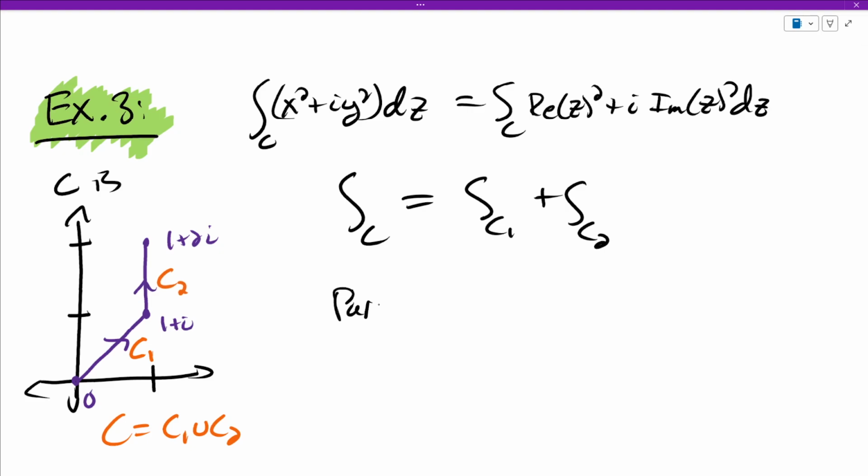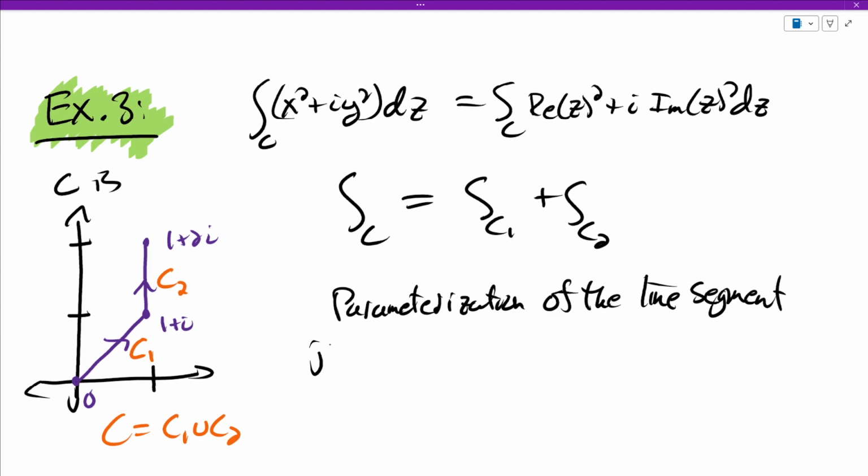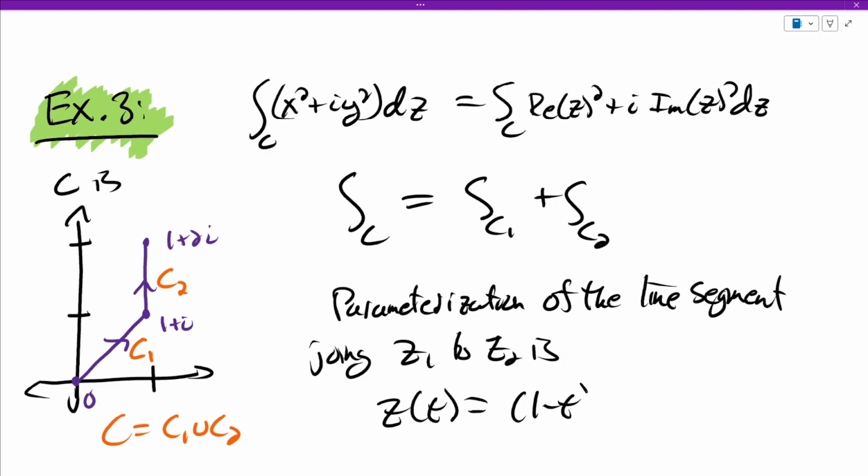So the parameterization of the line segment joining z1 to z2 is z of t equals (1 minus t) z1 plus t z2, and this is on the interval from 0 to 1. So notice this is a linear function of t, so the resulting shape will be a line. There's no quadratics here or anything like that.